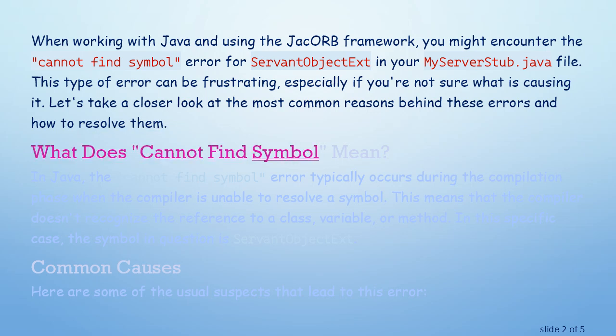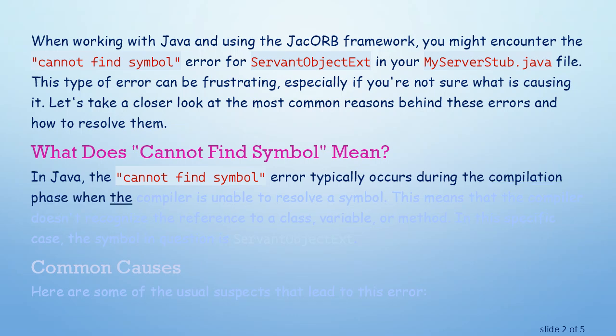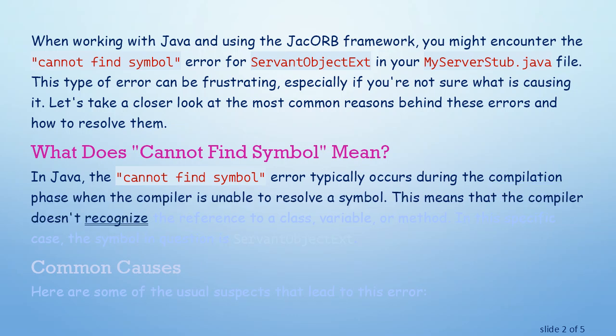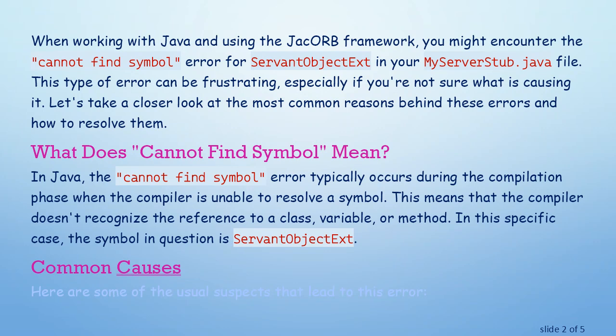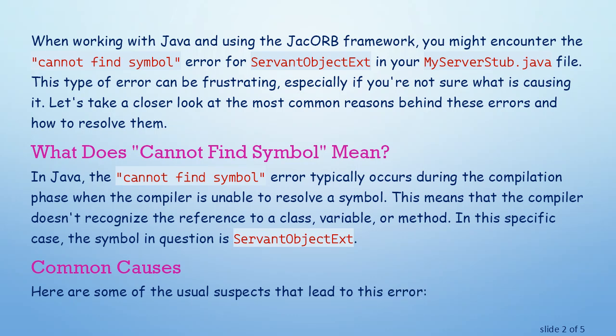What does cannot find symbol mean? In Java, the cannot find symbol error typically occurs during the compilation phase when the compiler is unable to resolve a symbol. This means that the compiler doesn't recognize the reference to a class, variable, or method. In this specific case, the symbol in question is ServantObjectExt. Common causes. Here are some of the usual suspects that lead to this error.